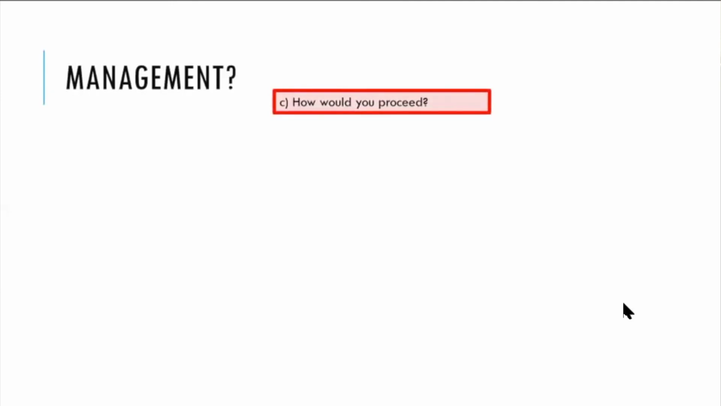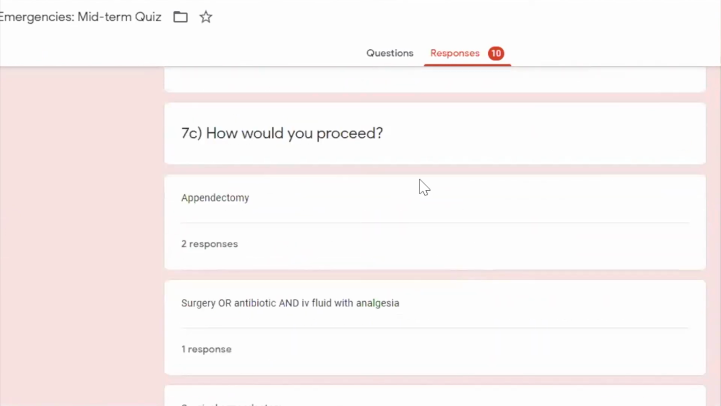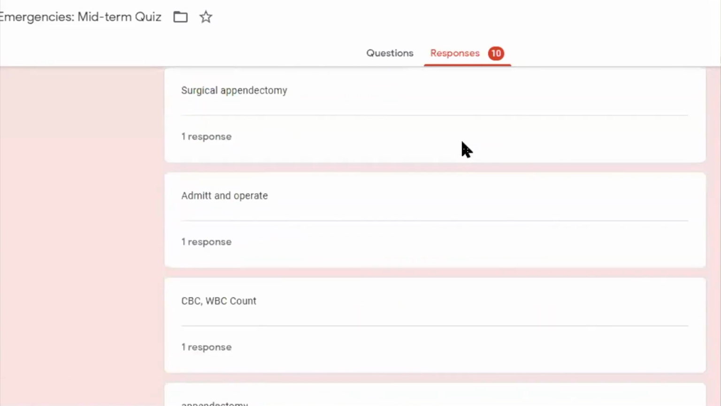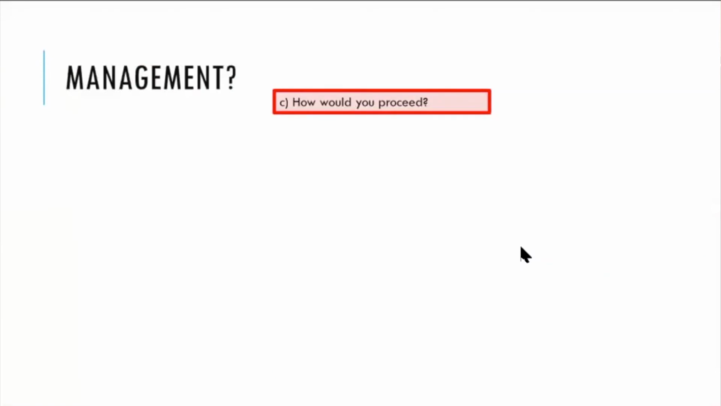How would you proceed? So if we quickly look at what you guys wrote: appendicectomy, surgery or antibiotics and IV fluids. Surgery, admit and operate. Yes, yes, yes, surgery. So here, surgery, you're absolutely spot on, but I wanted you guys to start thinking about the practical things that you should be doing, which is as important really, or more important. Of course, we will proceed to surgery probably, but you want to do blood tests and you want to make sure you take a group and save. Generally for them to be happy to take a semi-urgent case, which is what this would be, to theatre, they would want a group and save on the patient.